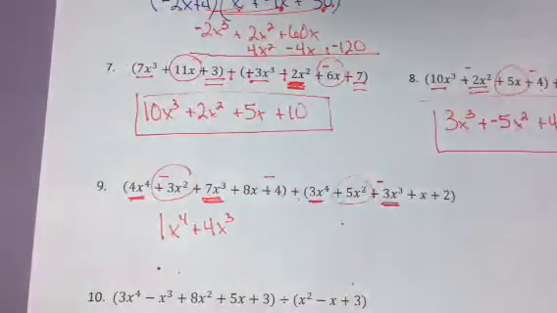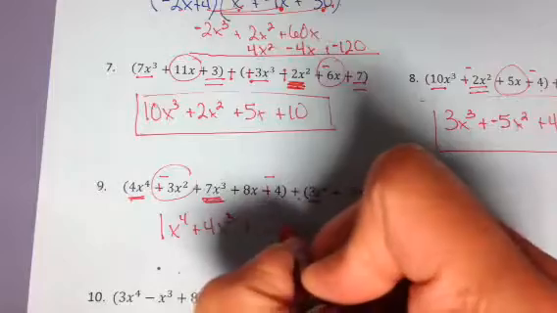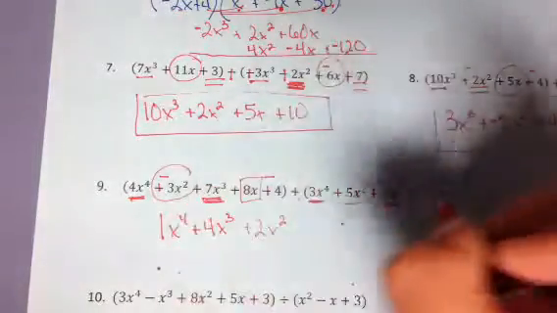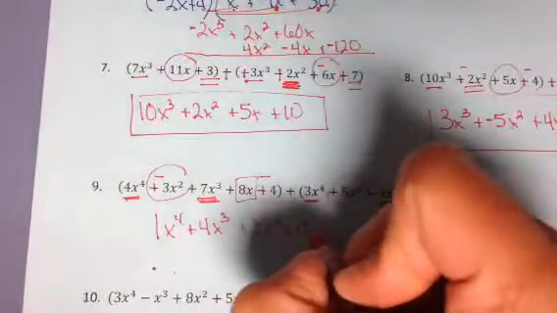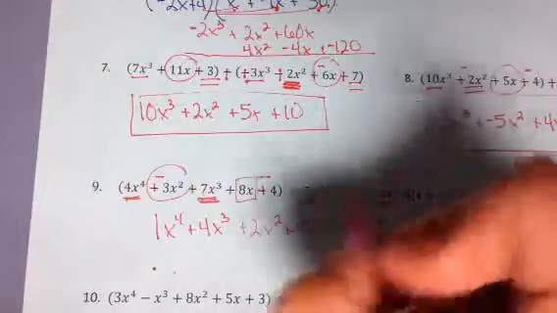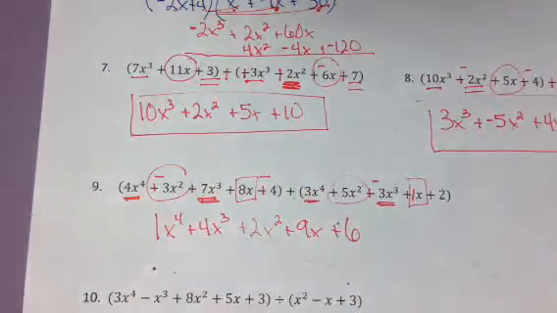Here's 1. So I have 2 of them. Then my x's. And again, that's like a 1x, so 8 and 1 is 9 of them. And then the final numbers 4 and 2 would give me 6.